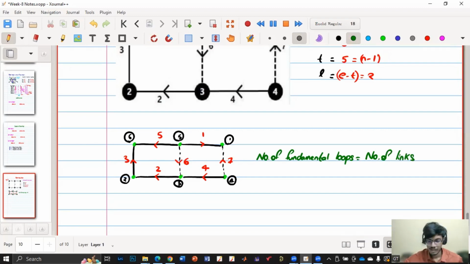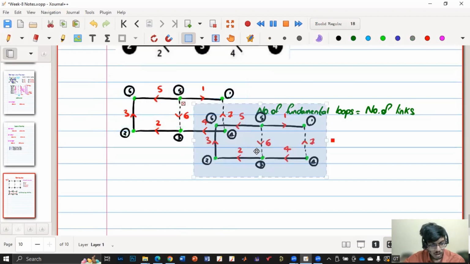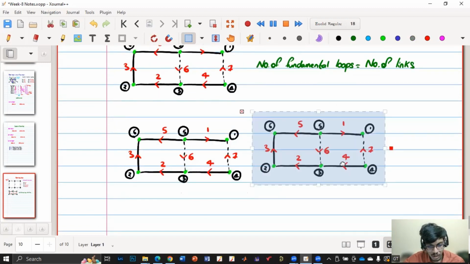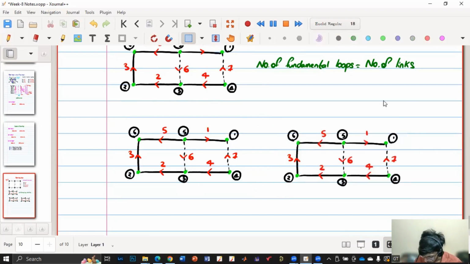KVL. So let me just copy paste this. This is my first loop I'll create here, and this is my second loop that I'll create here. So the first loop is created by considering the first link. So this is one loop. So which is the loop? This is the loop.